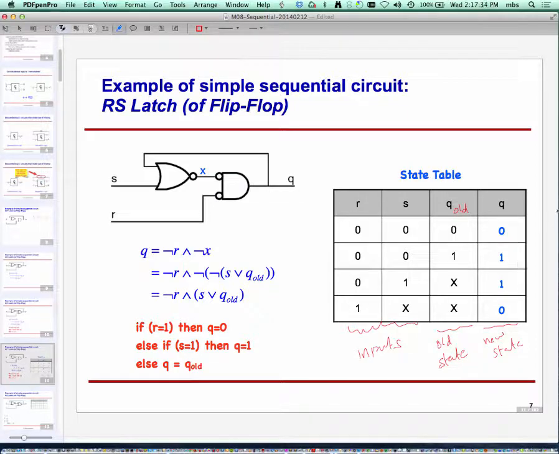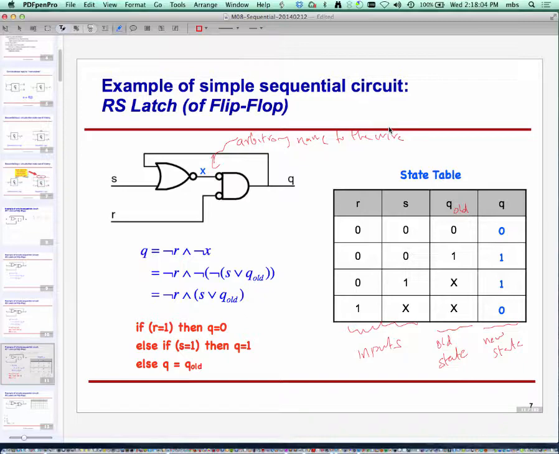This X out here has nothing to do with the X out here. These X's are the don't cares, whereas this is just some arbitrary name for the wire. I could have called it Y, and that would have probably been clearer. So it's just a name given to it. It will have the value.